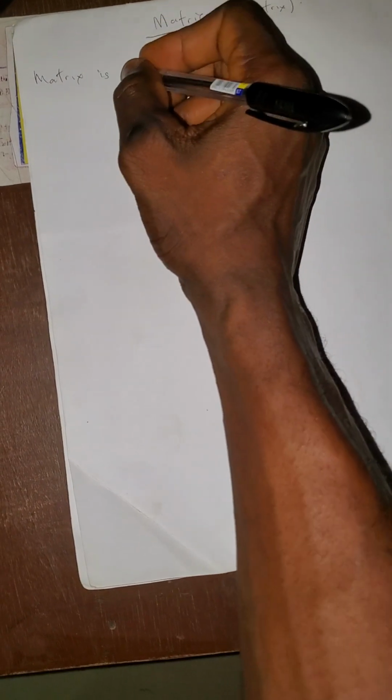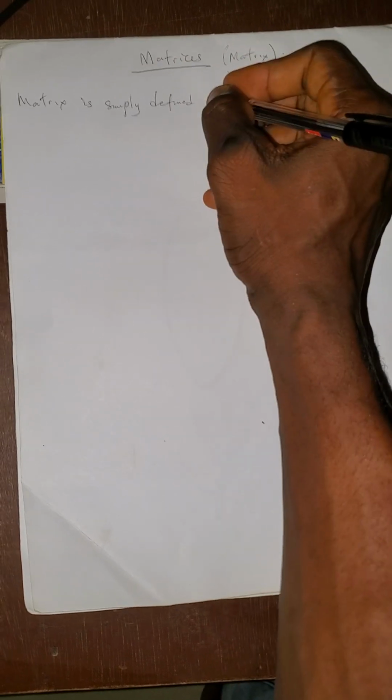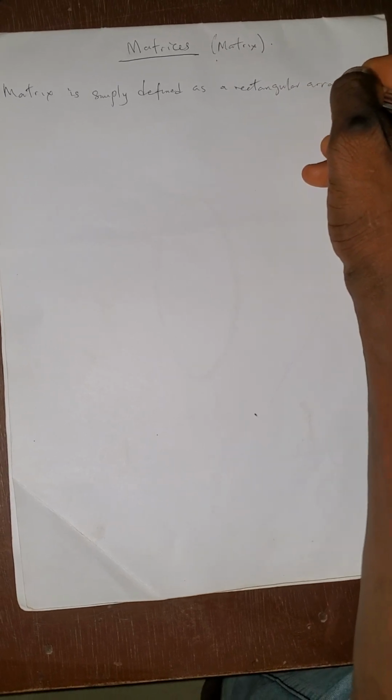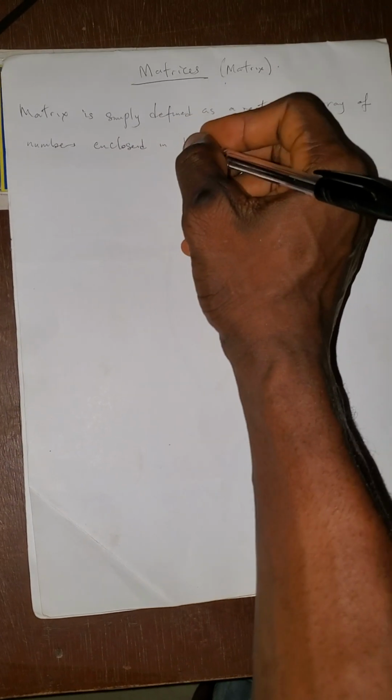Now, our concern is what a matrix is. A matrix is simply defined as a rectangular array of numbers enclosed in brackets.